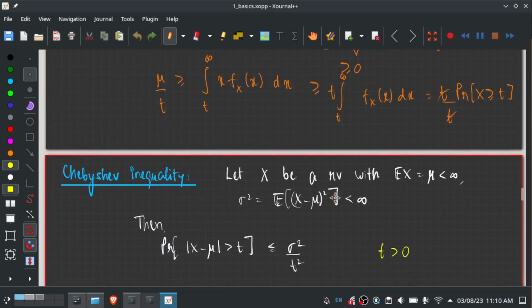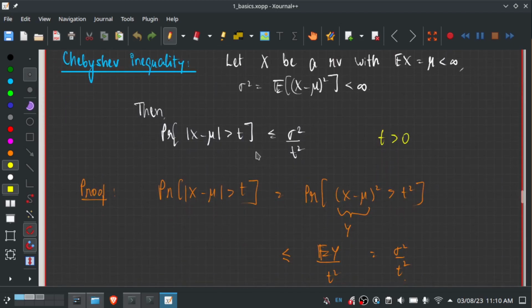But if you want the same thing using Chebyshev's inequality, which is slightly different, we're looking at the probability that the modulus of X minus mu is greater than t. In this case, we want t square to be at least as large as sigma square. So all of this is good if sigma square is small.